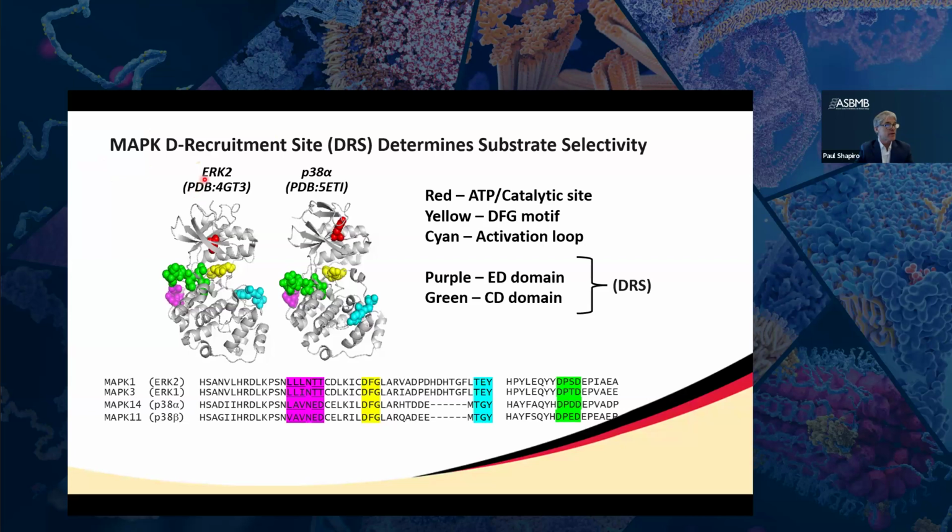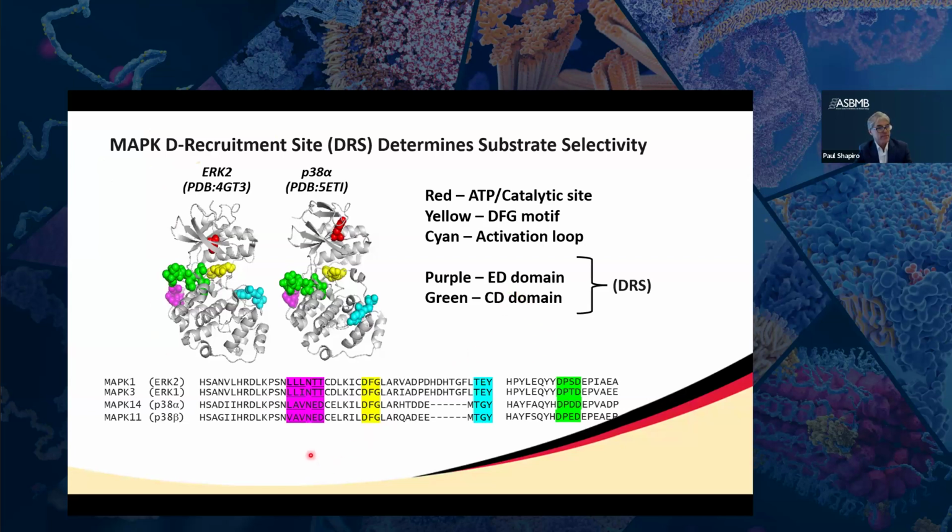And in this case, I have ERK and P38, which have what are called D recruitment sites that interact with the D domain substrates. And those are indicated in these structures here. So just for your reference, the red is indicative of the ATP or catalytic site. The yellow is that DFG motif that I indicated before. The cyan is the activation loop, which is involved in upstream phosphorylating kinases that activate these enzymes. And the purple and the green are these domains that combine to form the D recruitment site.